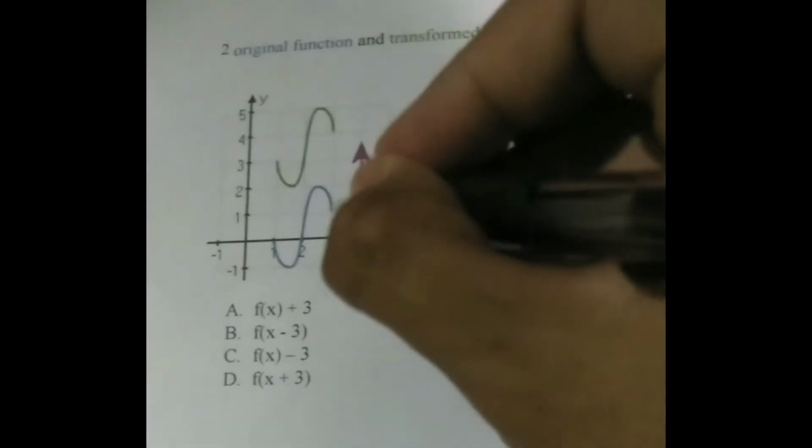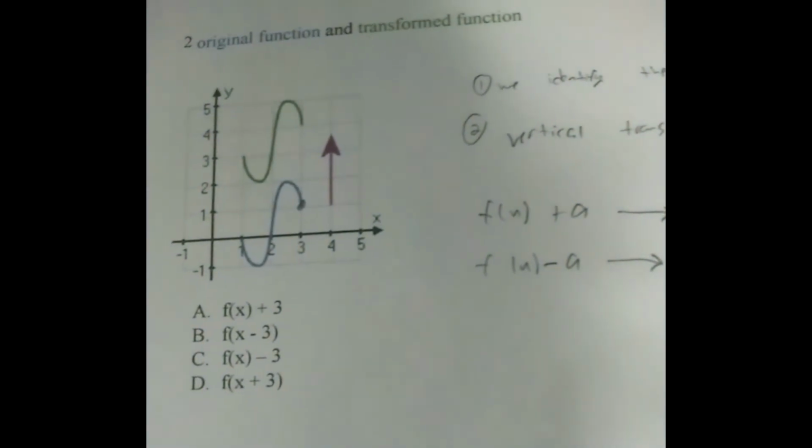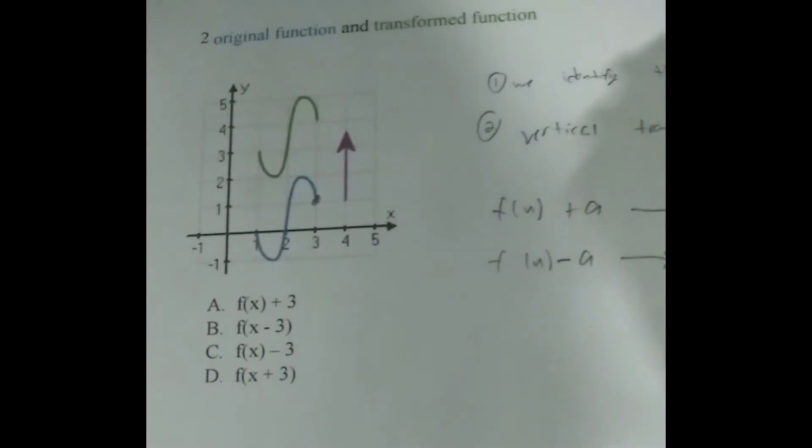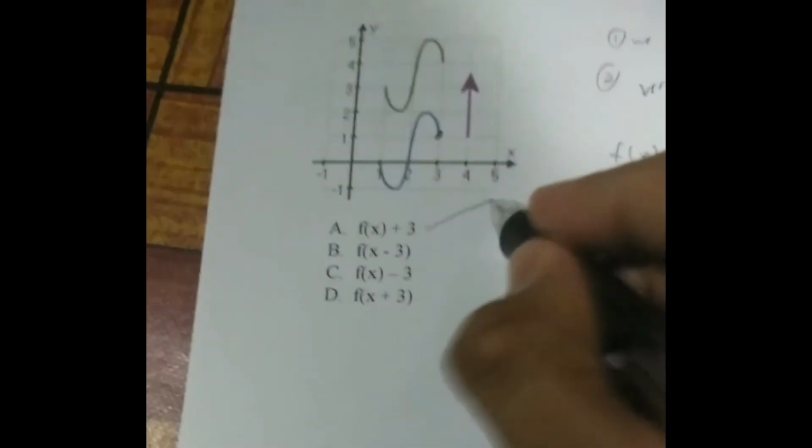Okay, we take 1 point. So I take this point. So we count how many times the point moves. So 1, 2, and 3. So A will be 3. So the answer will be A.